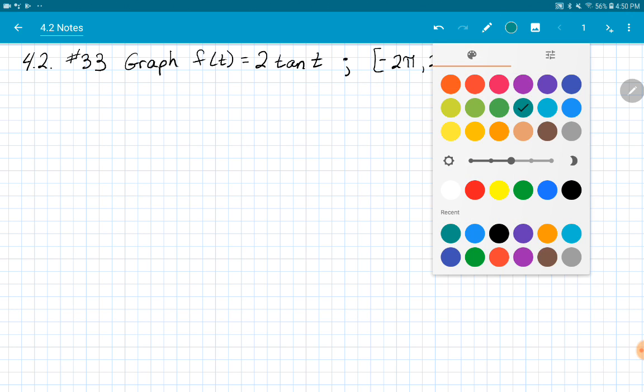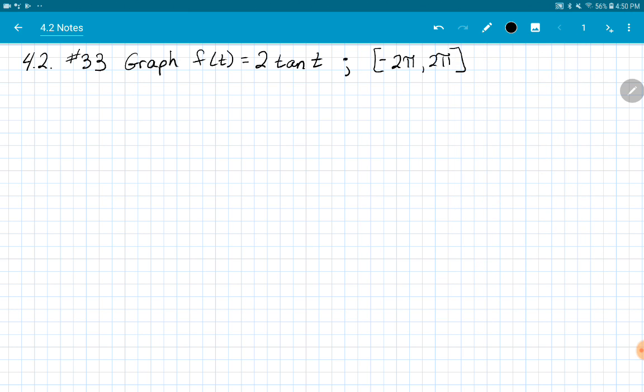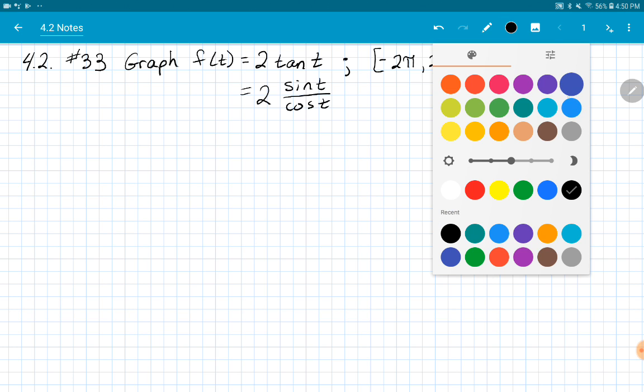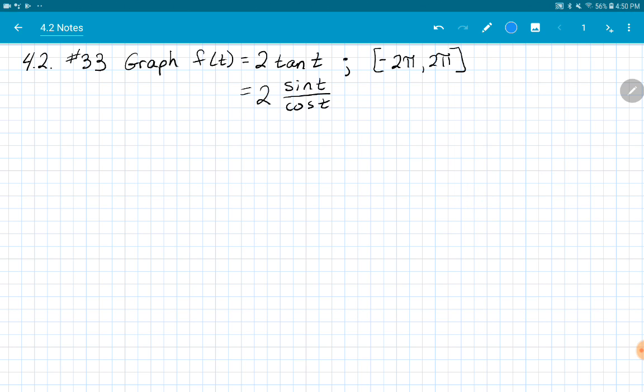Okay, so our first step is to remember that tan of t is really the same as sine of t over cosine of t. And what that tells me is a couple things. Cosine of t cannot be 0 because it's in the denominator. So there is a vertical asymptote whenever cosine of t would equal 0.